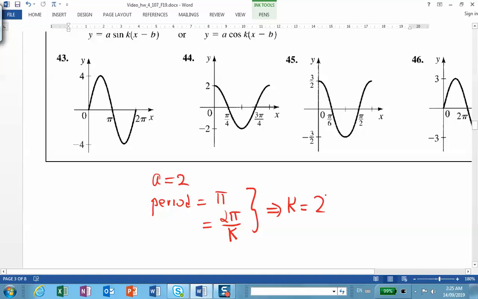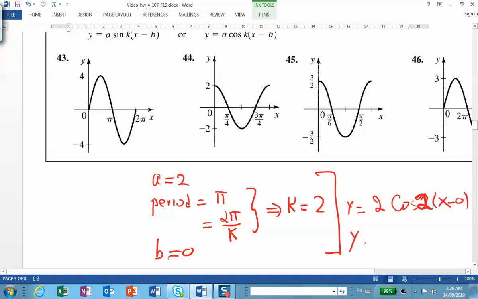Okay? And finally, there is no phase shift in cosine. It starts at the height of 2 and it goes to a height of 2 at the end of the period. So b is also 0. So if you wanted to write this thing, y would be equal to 2 cosine of k times x minus b, which means y equals 2 cosine of 2x. That's this one.